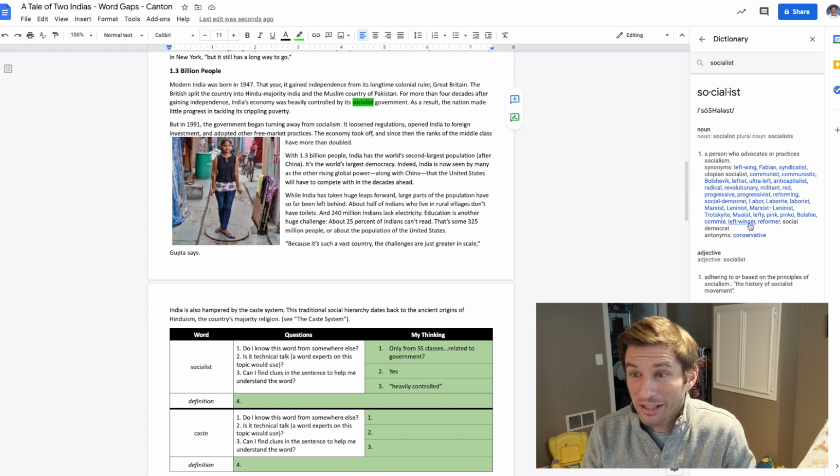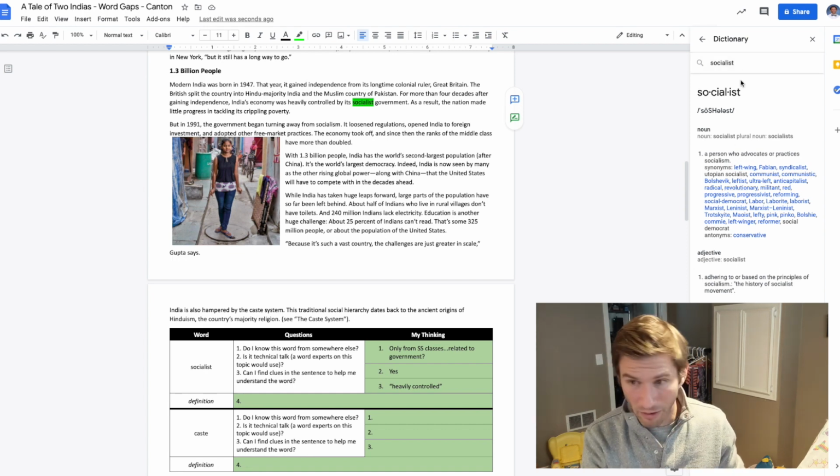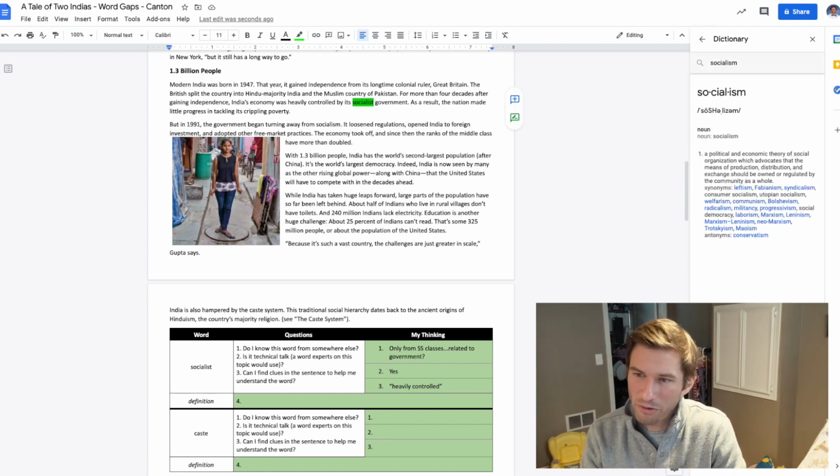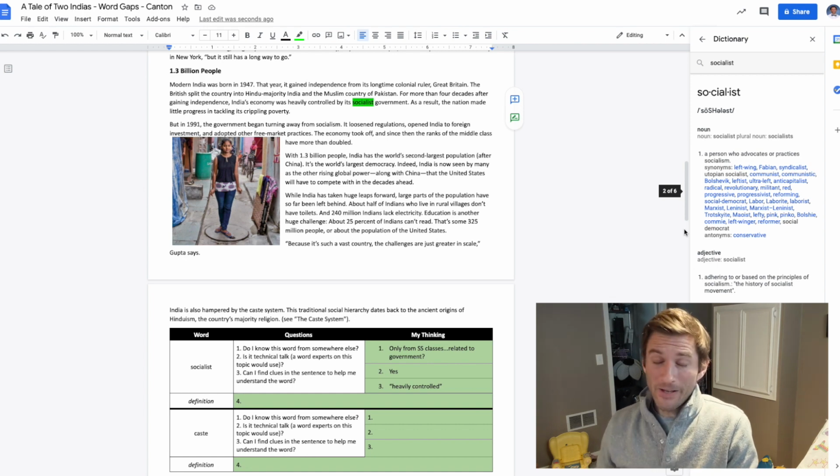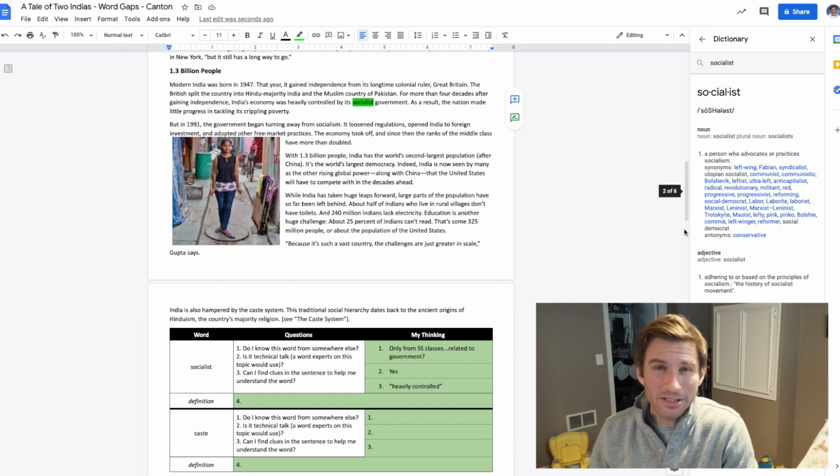And so I'd probably have to look up the word socialism if I wanted to get a better definition for it. And here I see it's a political and economic theory of social organization, which advocates a means of production owned or regulated by the community as a whole. So I see this is one of those terms that I, as your teacher right now, have a pretty good understanding of and can wrap my mind around what socialist means and what a socialist form of government means.